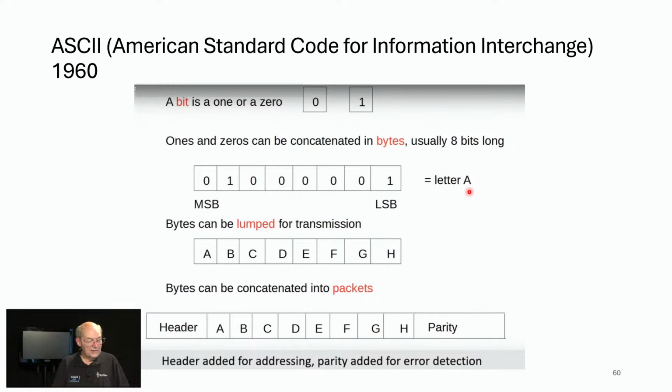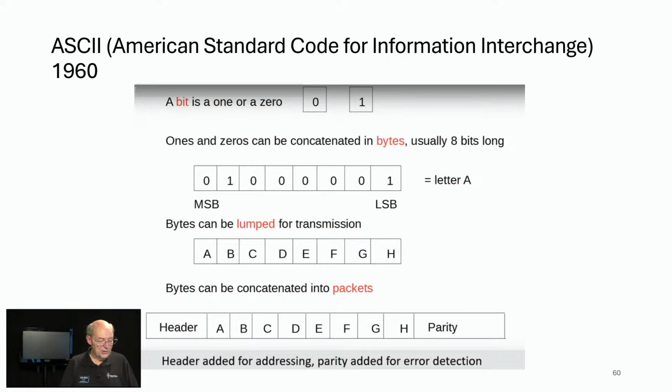Then we've got different letters represented by different bit patterns. And a bit is always a 1 or a 0. Now we can take this letter A and concatenate it into a packet. Each one of these packets contains, let's say, 8 bits. Then you can send that out as a group or a text message.